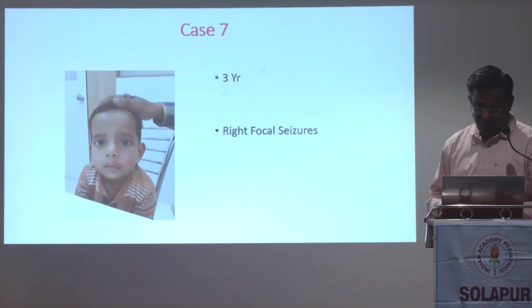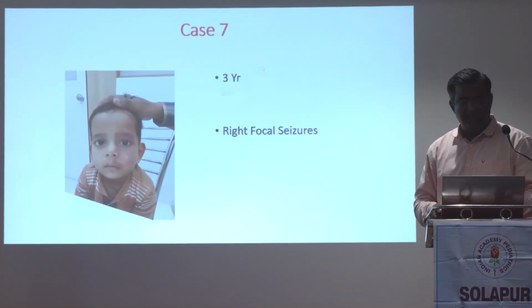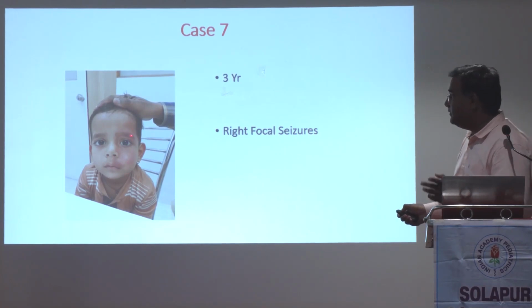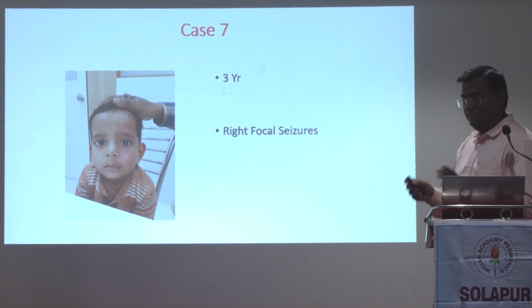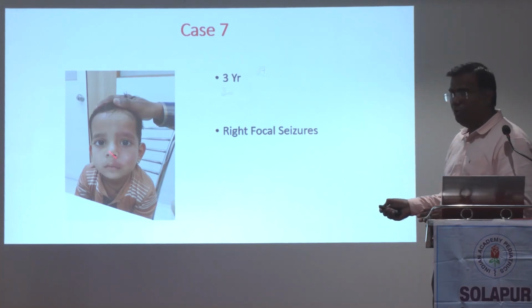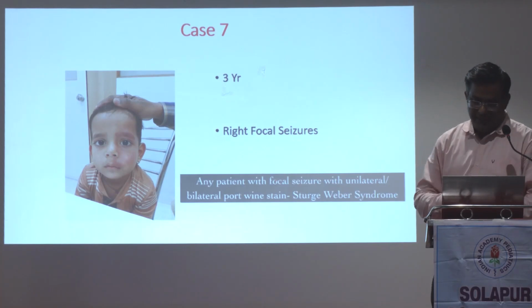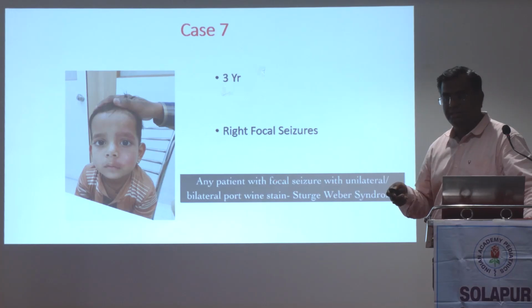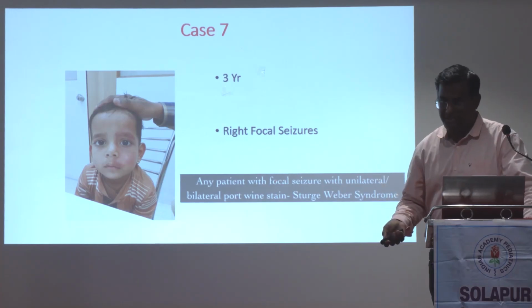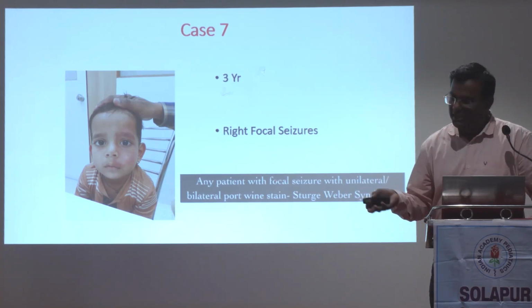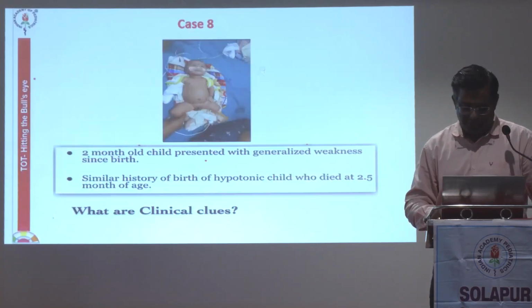So next case, a 3 years old male child with frequent right focal seizures, having this kind of red patch on the left side of the face. First, what is the patch? Sturge-Weber syndrome is the diagnosis, and this is the port-wine stain. So any child presenting with a unilateral or bilateral port-wine stain with contralateral focal seizures, your diagnosis will be Sturge-Weber syndrome. We are not going into the detail of investigation, so the MRI part was not included here.